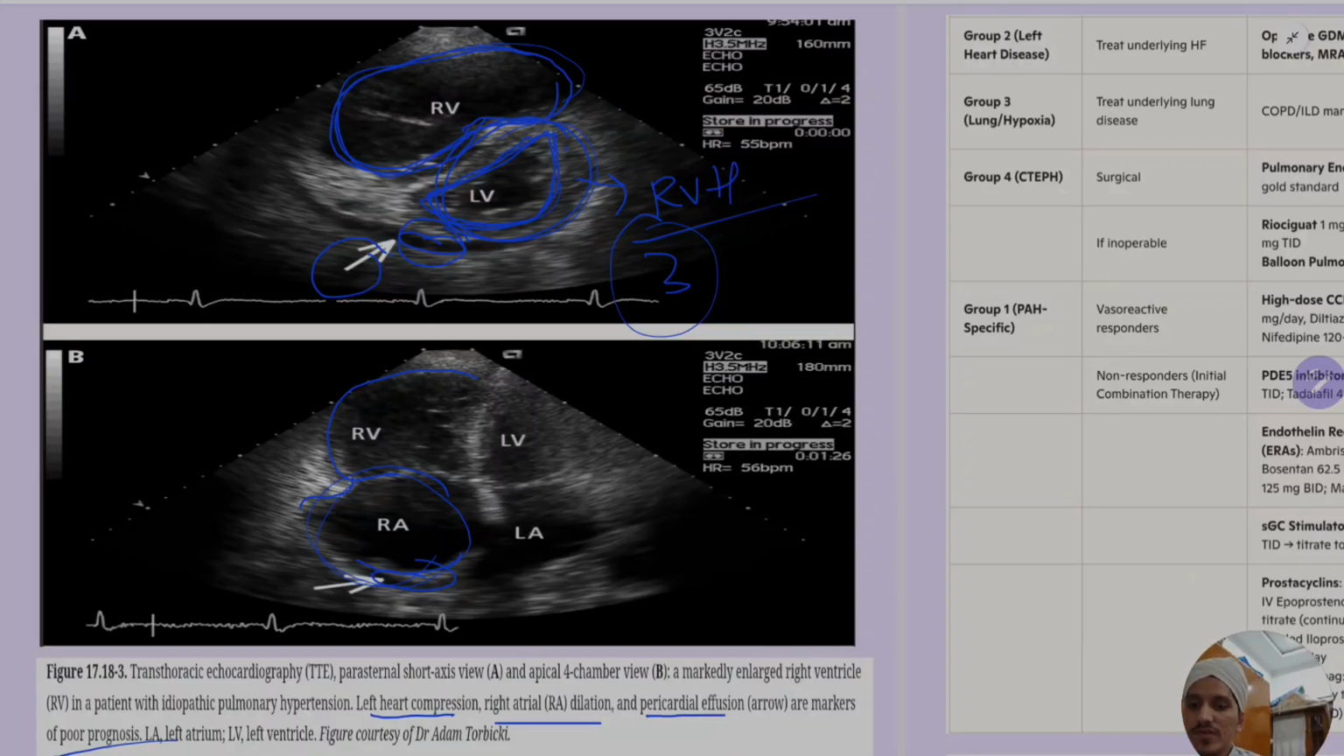So mainly you will see an enlarged right ventricle in 2D echo. That is the basic thing which you are going to see. And along with that, if you are seeing pericardial effusion, right atrial enlargement, and a compressed, D-shaped left ventricle, then that shows it is advanced stage pulmonary hypertension.